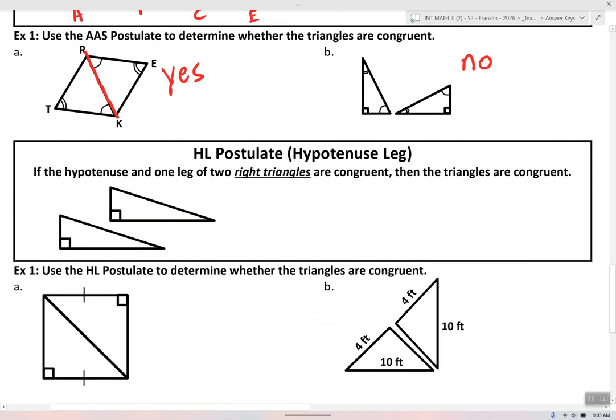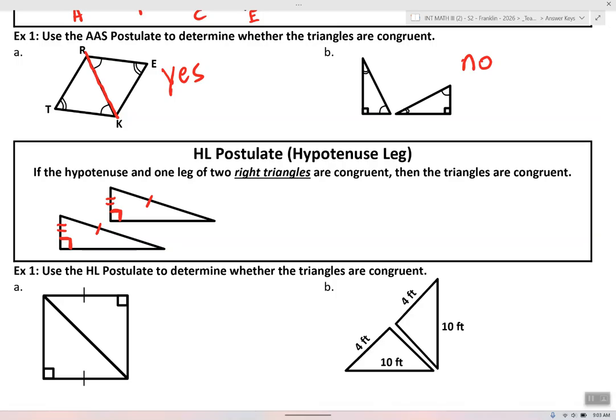Okay, the last one here is called the hypotenuse leg postulate. If the hypotenuse, that's in a right triangle specifically, the side across from the right angle, and one leg of two right triangles are congruent, then the triangles are congruent. This one uses the fact that in a right triangle, one of the angles is always 90, so we always know we have an angle.